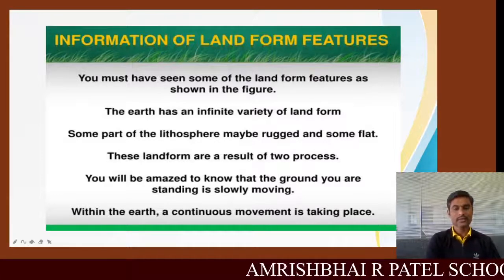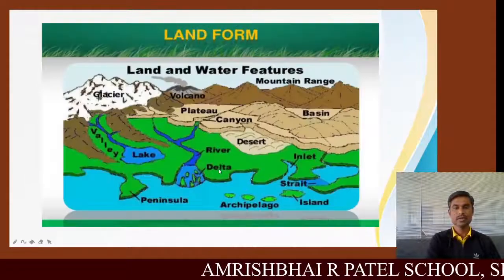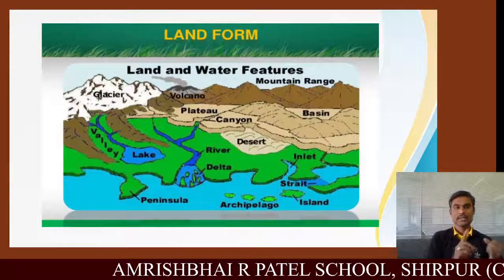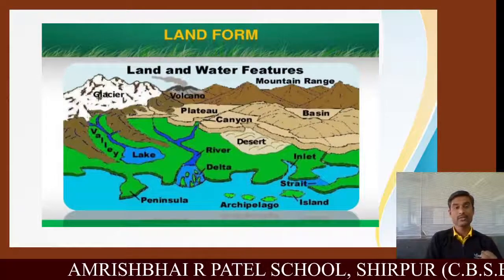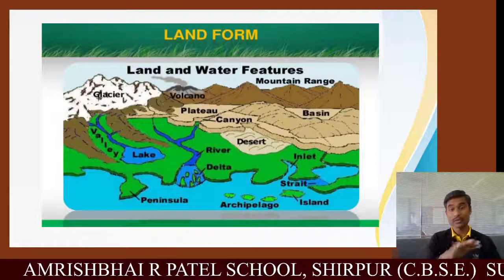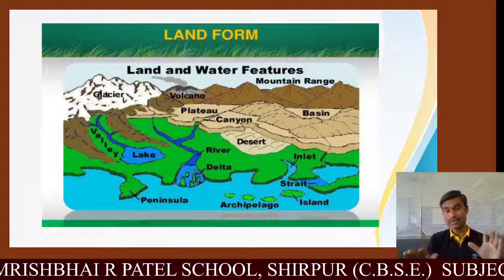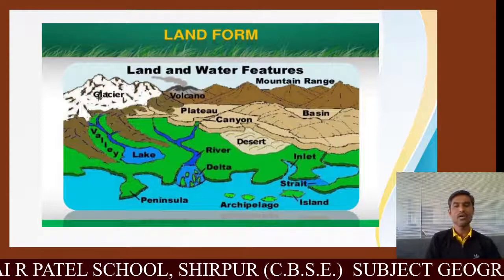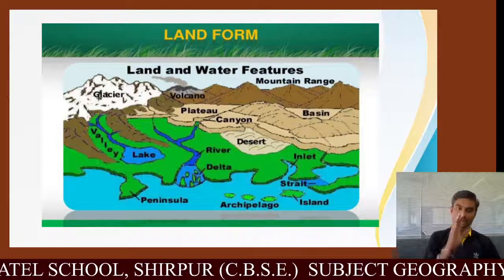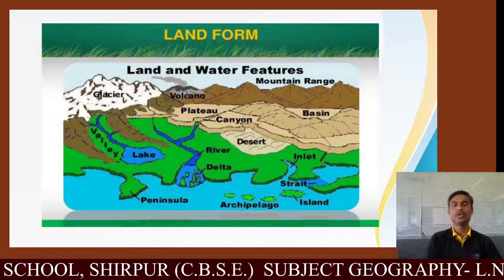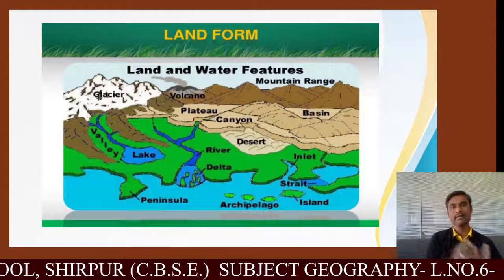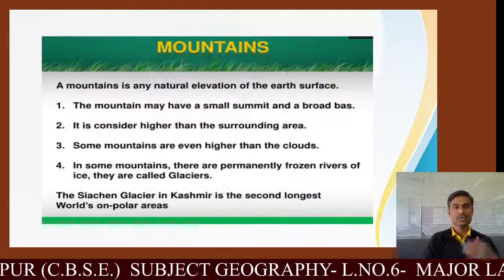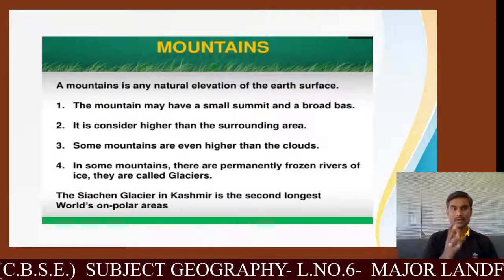So let us see. In this picture you can see land and water features. You can see the mountain range, the volcanic eruption occurring here, the plateau, the river basin, the desert, the island, and the peninsula. All these are landforms on the earth. They exist only because of the two processes, the internal and the external, or the endogenic and the exogenic processes. First is the mountain. Let us learn about mountains.